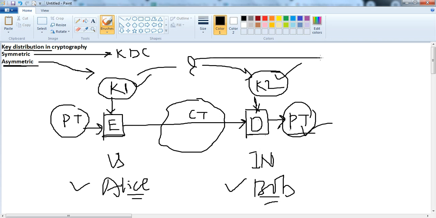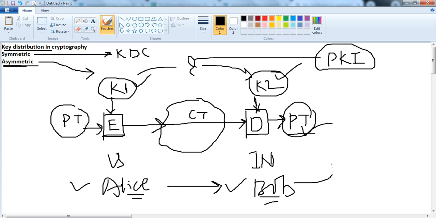Now the solution is the public key infrastructure. Public key infrastructure is used to distribute the asymmetric key pair. Because with K1 and K2, it matters who sends the message to whom. If Alice sends a message to Bob, then Bob's key pair is used. This means K1 and K2 are Bob's public key and Bob's private key.